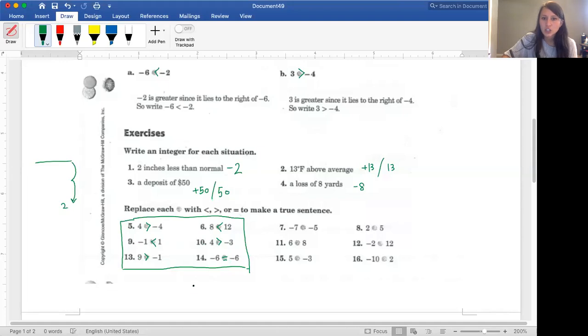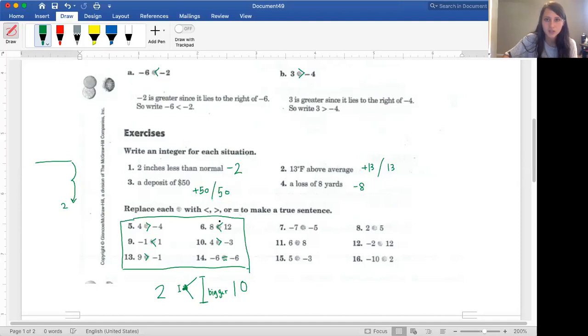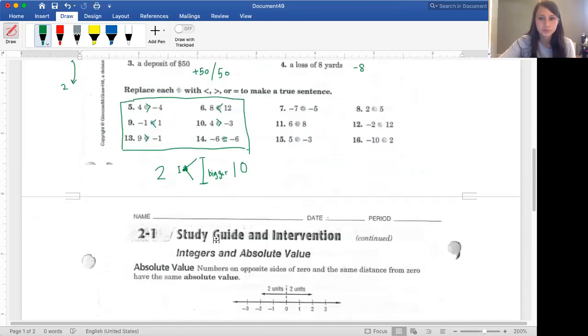So if you're unsure which direction the sign goes, this opening is bigger. And so that's going to go towards the bigger number. So if I'm comparing 10 and 2, 2 right here is smaller. That smaller side right here is going to go towards the smaller number. So I know you've done this in 6th grade, but this is just a little review for you, and we're making sense of the values between negative and positive numbers, okay?